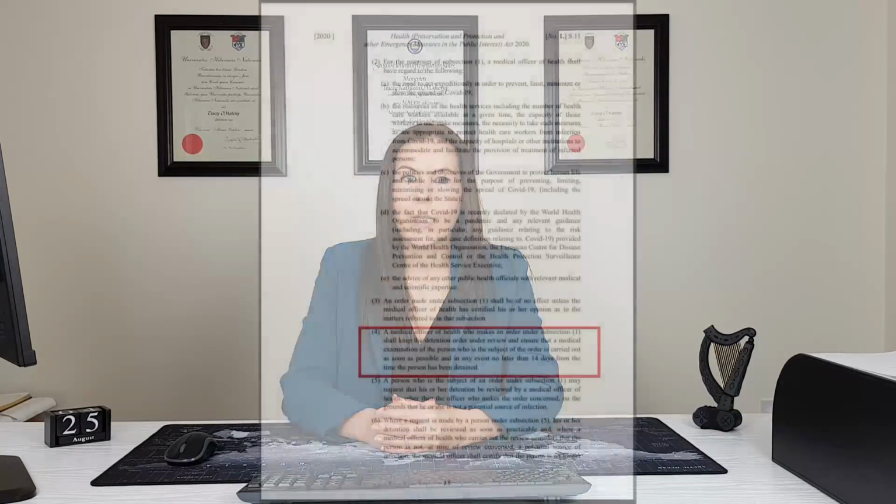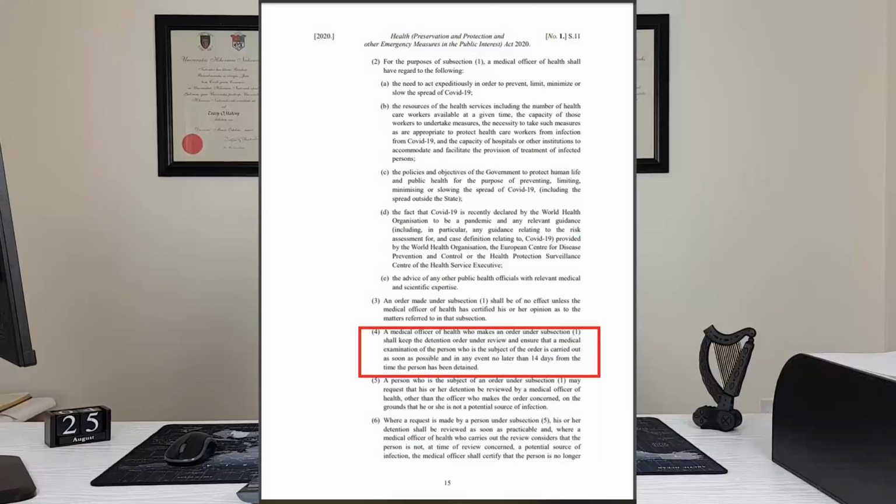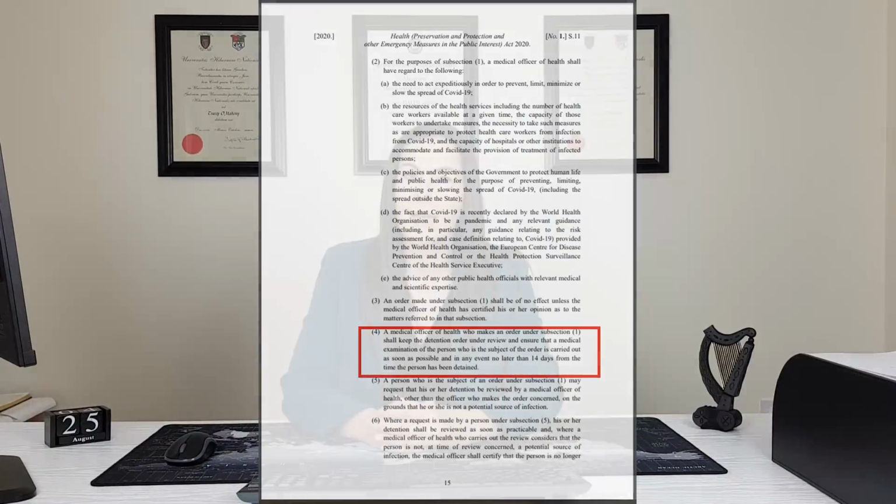And 2, if you agree that you or your child will remain in your home, it is unlikely that you or your child will be isolated in a hospital or other place or become the subject of an order made by a medical officer. The next important section of note is section 38A4, which makes reference to the person who is subject to detention also being subject to medical examination as soon as possible, and in any event not later than 14 days from the time the person has been detained.